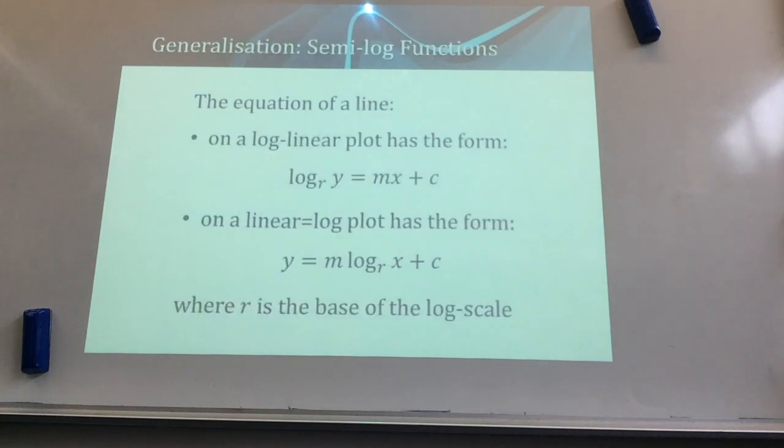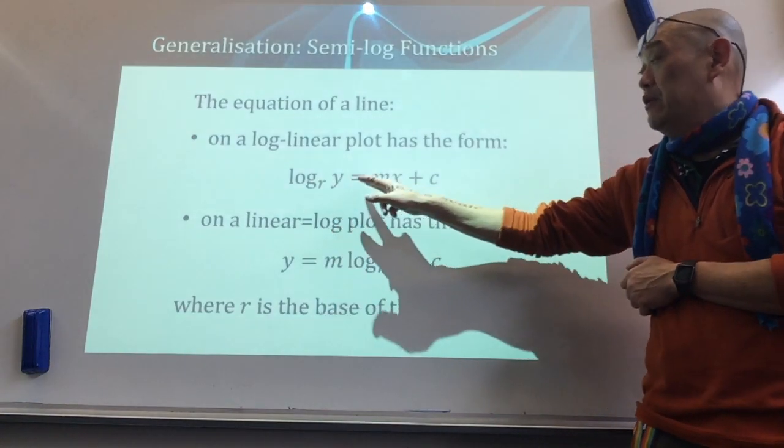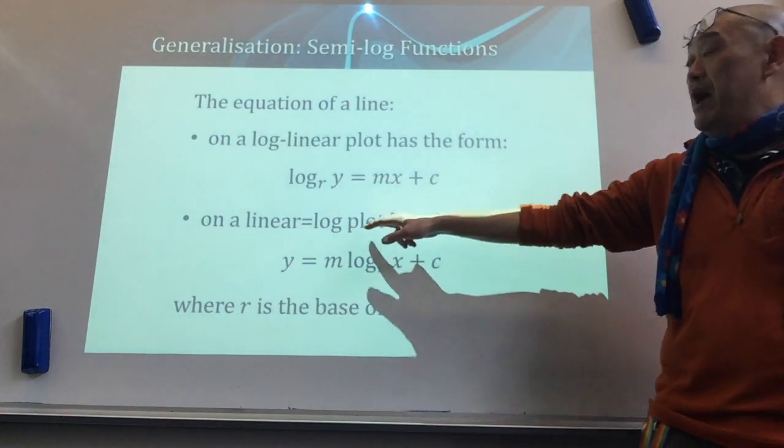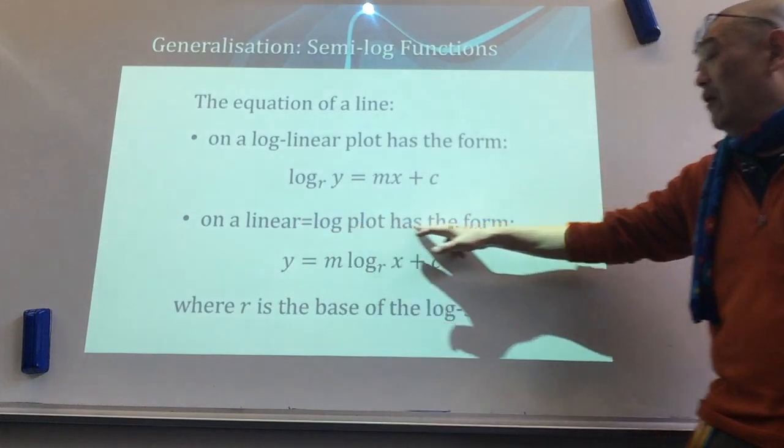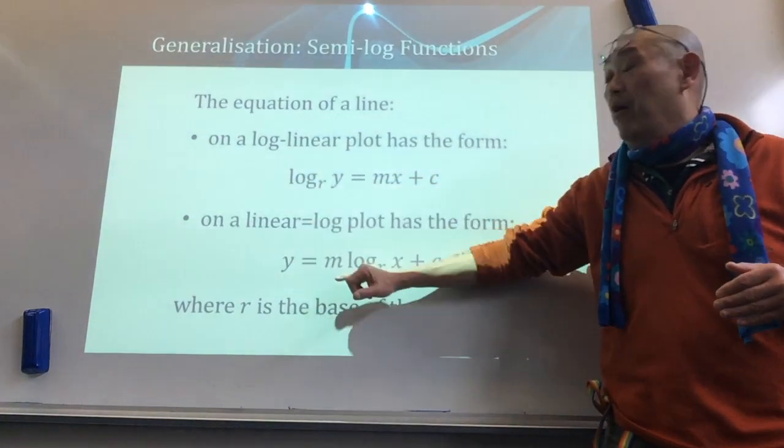All right, moving on. Now, it's just a generalization of semi-log function. So on the log linear plot, you've got log y equals mx plus c, whereas on a linear log plot, it has y equals m of log x plus c, where r is the base of the log scale. That's all. It's a different way of thinking about where your m will be, where your log will be, whether it's log y or log x.